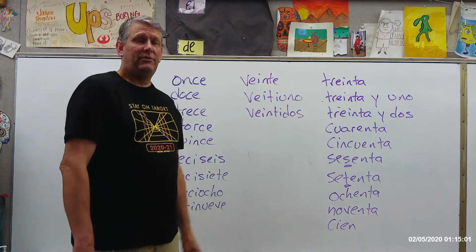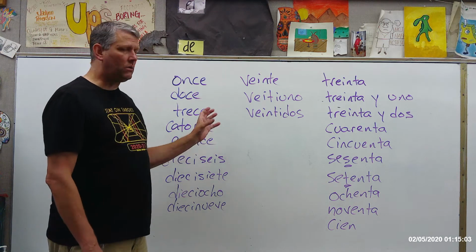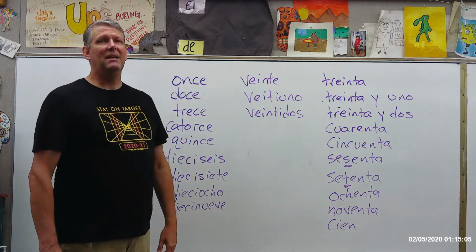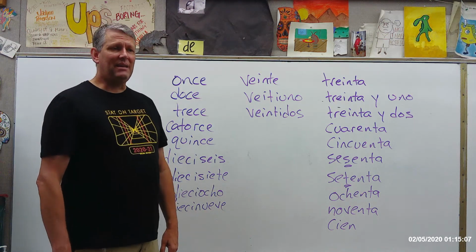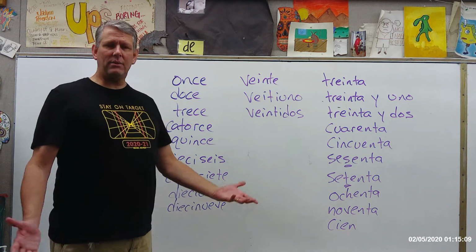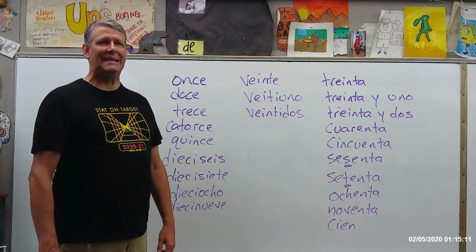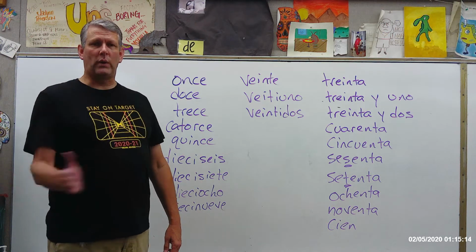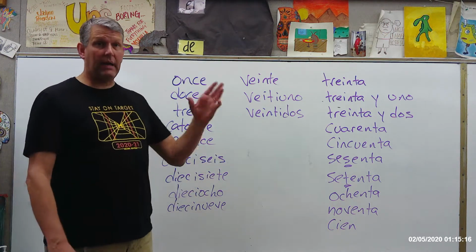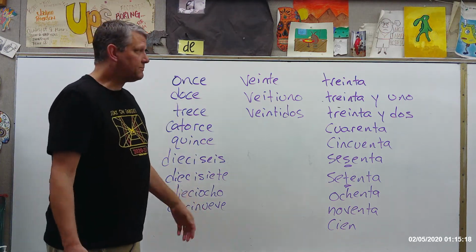Now, if you'll notice, I haven't been enunciating these words. It's not like 20 y dos. Just like we do it in English. We don't say twenty-two, we say twenty-two, we scrunch it all together. And you will hear Spanish speakers doing the exact same thing. So, just be careful on that.